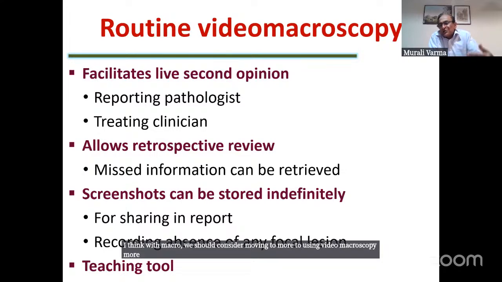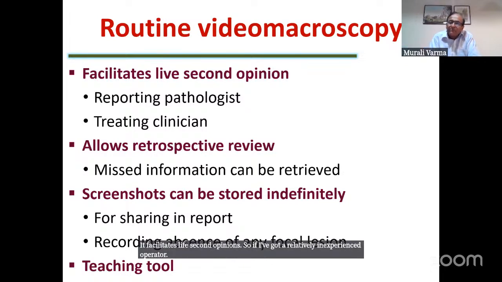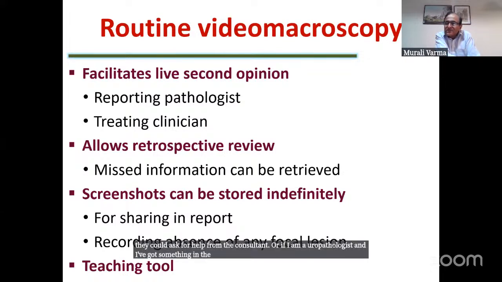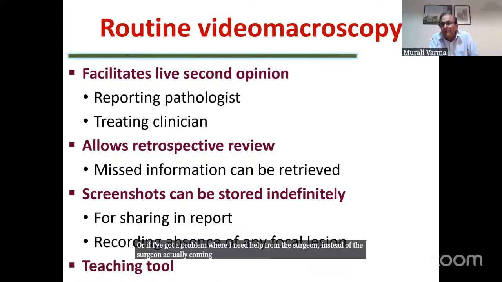Now, this potentially has multiple advantages. It facilitates live second opinions. So if I've got a relatively inexperienced operator, they could ask for help from the consultant. Or if I am a uropathologist and I've got something in a gynae specimen, maybe I can get help from a gynae pathologist. Or if I need help from the surgeon, instead of the surgeon actually coming down to the pathology department, I may be able to do it online with video macroscopy.